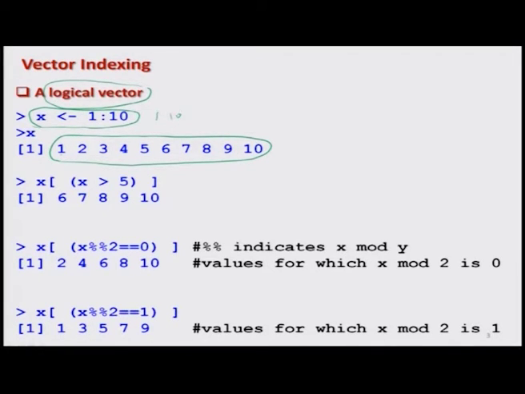Now, suppose I want to get the values which are greater than 5. From our basic knowledge, we can see 1 is not greater than 5, 2 is not, 3 is not, 4 is not and 5 is also not greater than 5. But 6, 7, 8, 9, 10 are greater than 5. So, I want to extract these values using R programming.